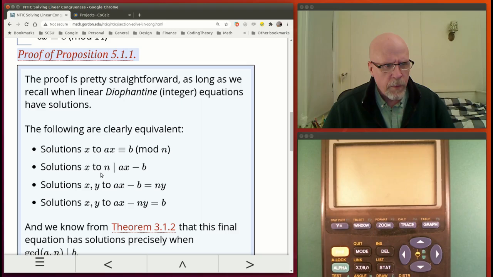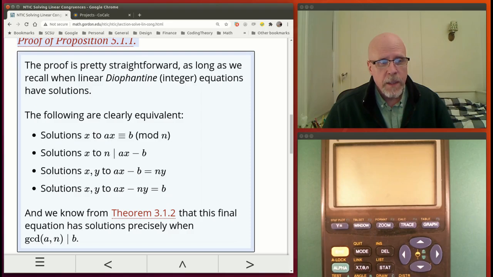Okay, so if there are solutions x to n being a divisor of ax minus b, how does that get us this next line? It's just introducing a new variable, y, and if n goes into ax minus b, that means that ax minus b equals n times something. Y is the something. So if you know that n divides this difference, then n times something will give you that difference.